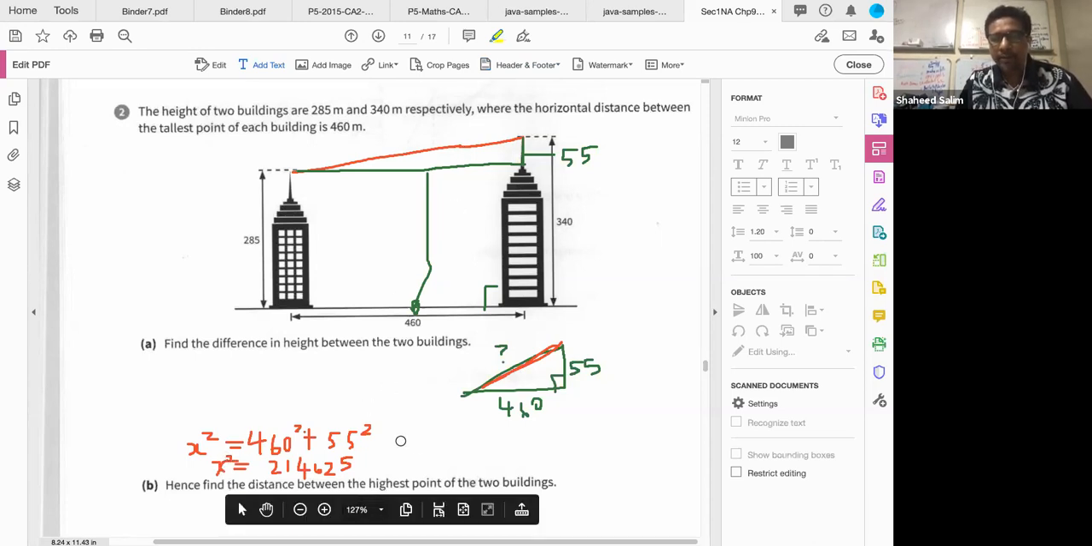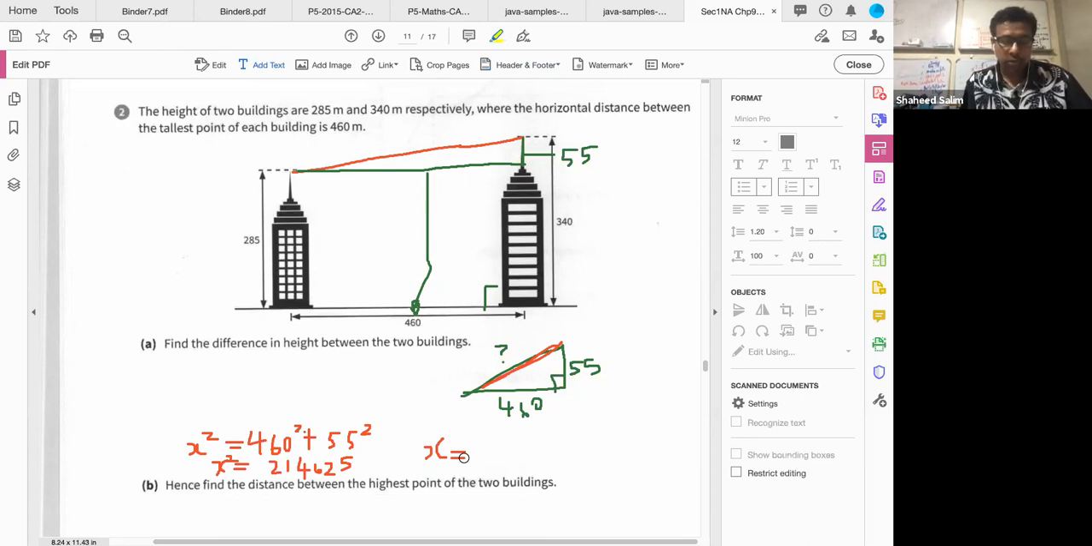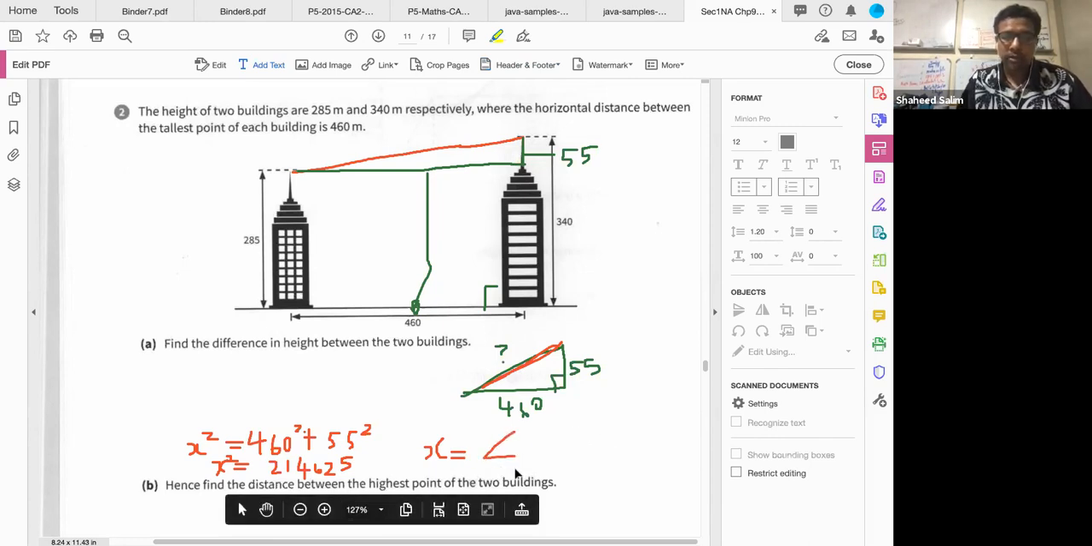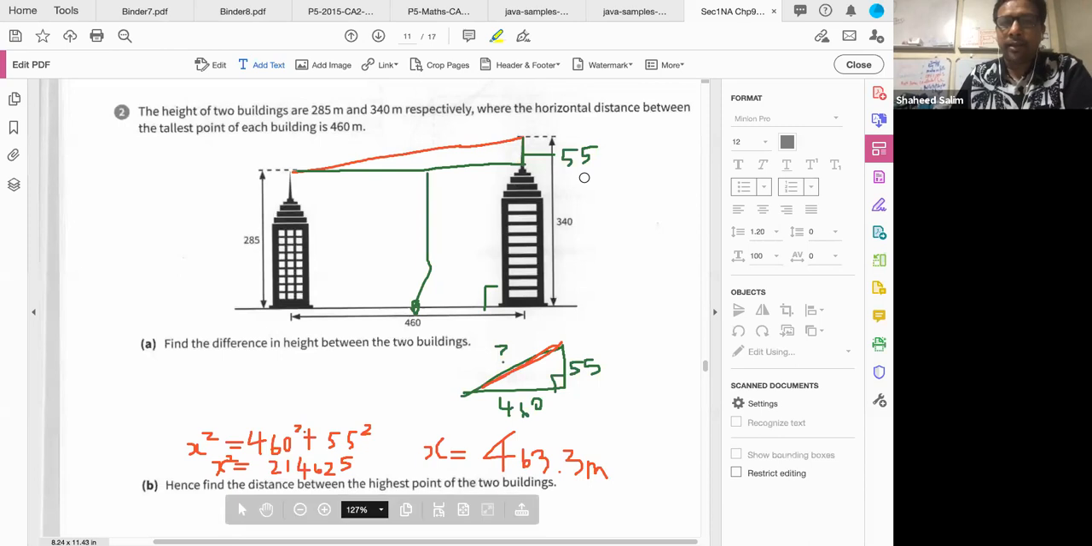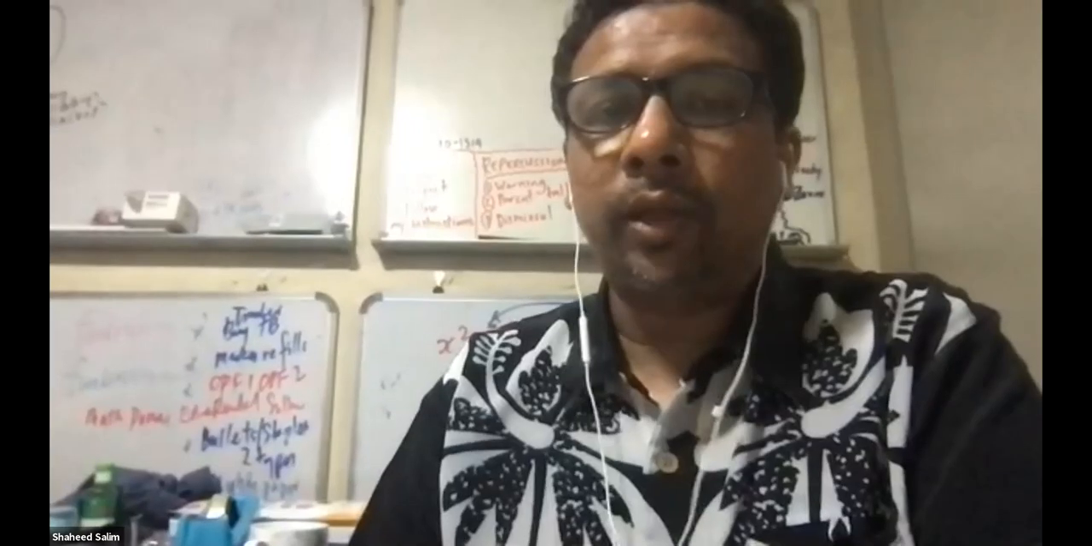You want to find x. So you square root it. 214625. You will get, according to the calculator, 463.3, roughly. Meters. Okay, 456. I don't know whether we can get a discount, lah. But for mathematics, maybe point something, the difference is okay, but 456 something is wrong. So, okay, we move on.